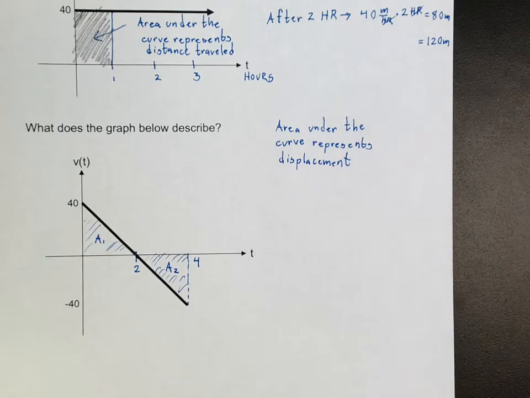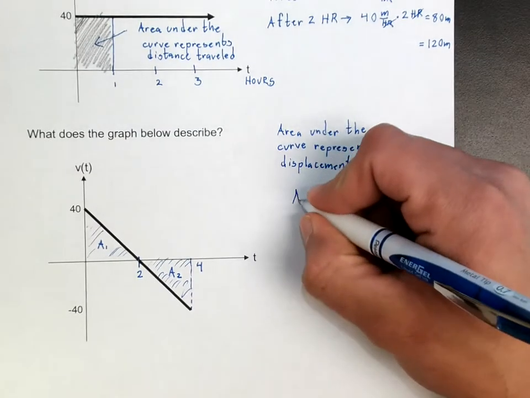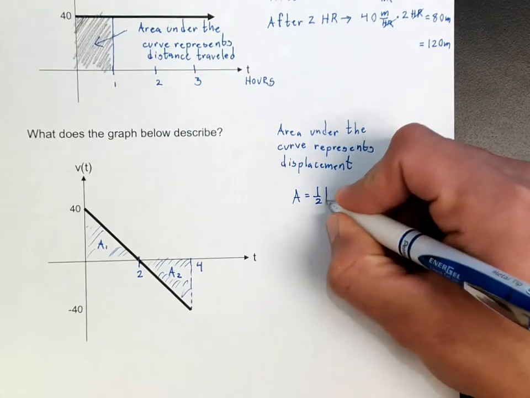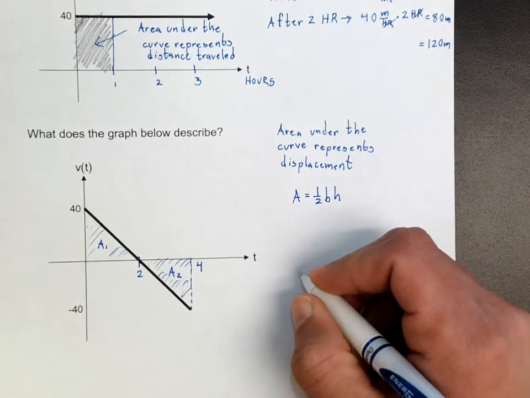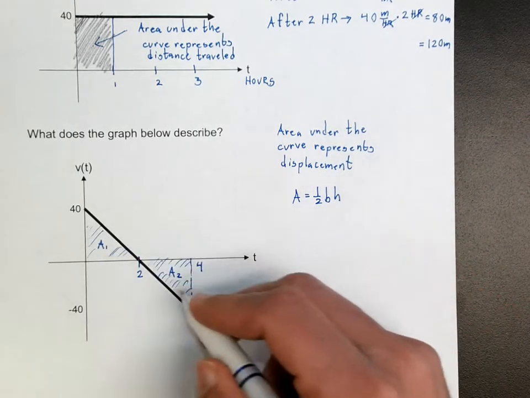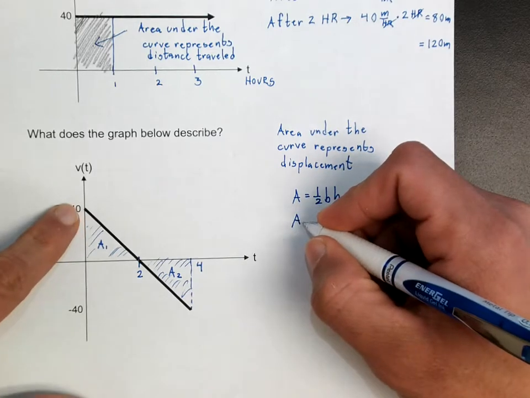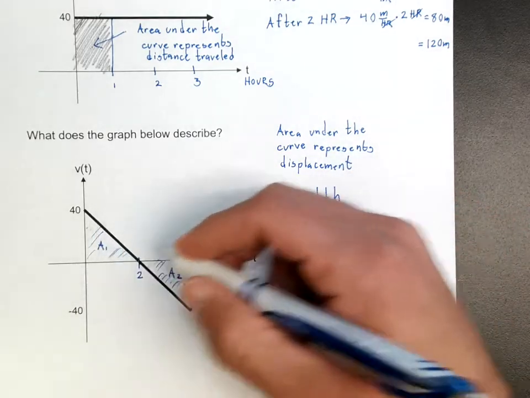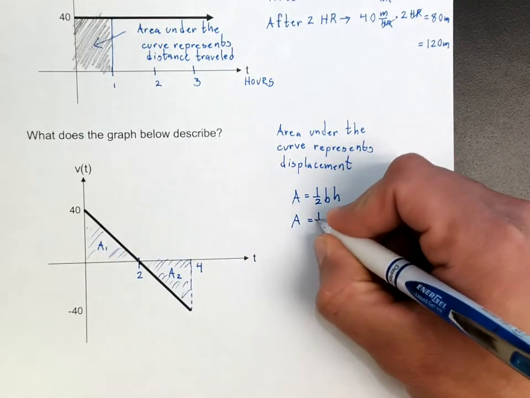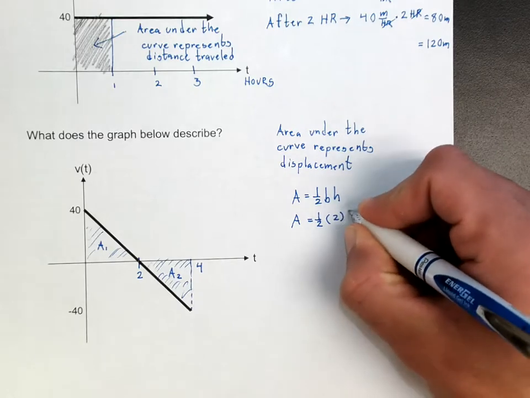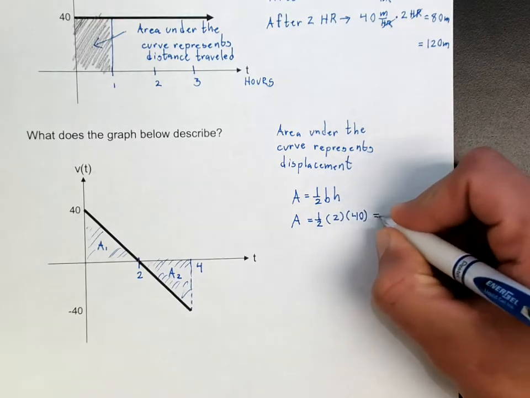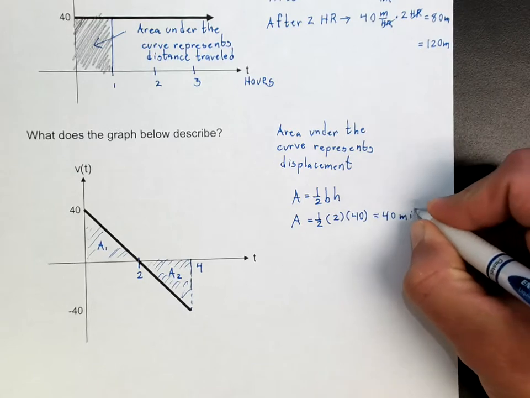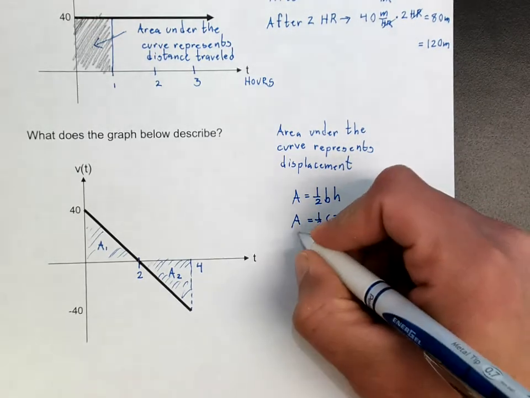So to do this, first what we're going to do is take just simple geometric figures. In this case, we have two triangles. The area of a triangle, hopefully you remember, is 1/2 base times height. Let's say this F, we said that was 40. This is 2 hours, that's 4 hours. So if we want to find this area right here, area is equal to 1/2 times 2 times 40, and that will give you 40 miles. Now that would be for area 1.